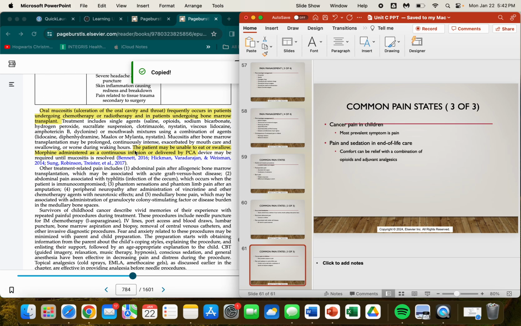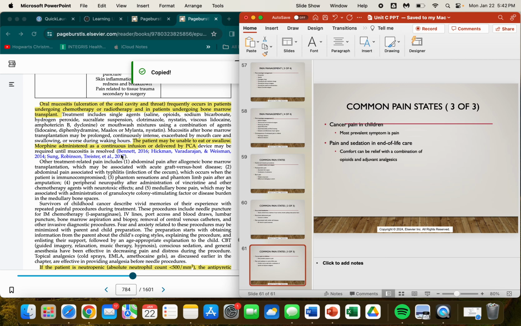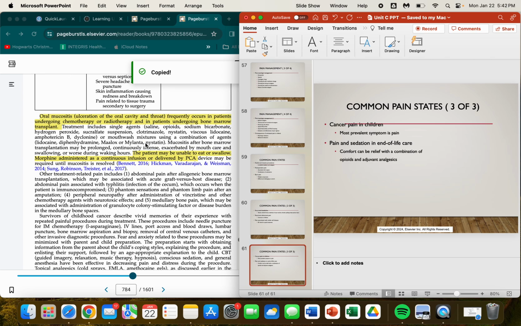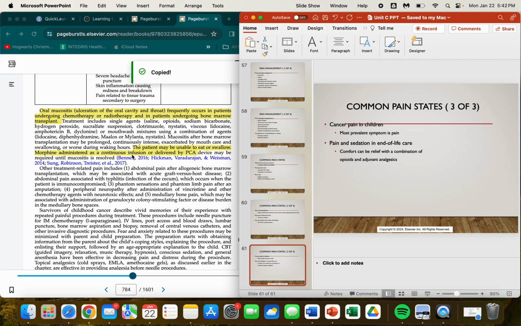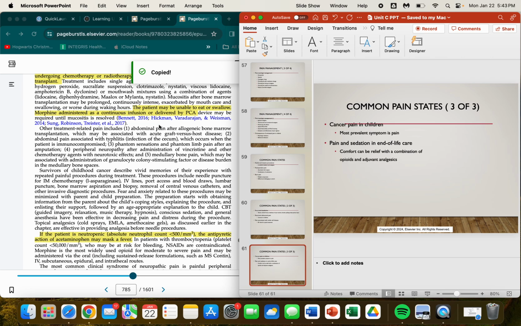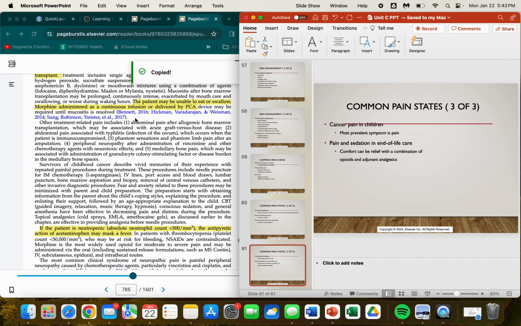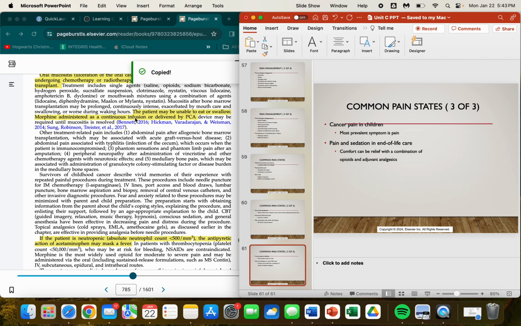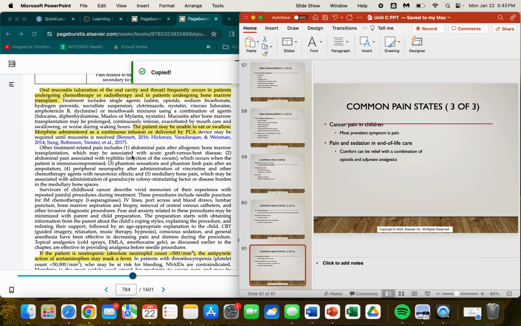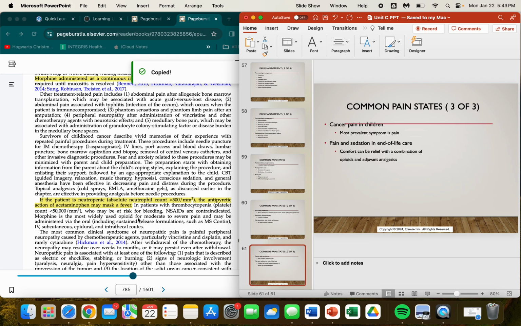Not to mention, the side effects of the medications they're getting can also cause pain. Oral mucositis is one of those things where chemotherapy causes mouth ulcers, which can be incredibly painful to these children. And so we often want to treat that with salt water or saline rinses, mouthwash mixtures, things like that. These patients may not be able to eat or swallow, and they may even need morphine via continuous infusion or PCA until those mouth ulcers are resolved, because the mouth ulcers are so painful and cause so many side effects.